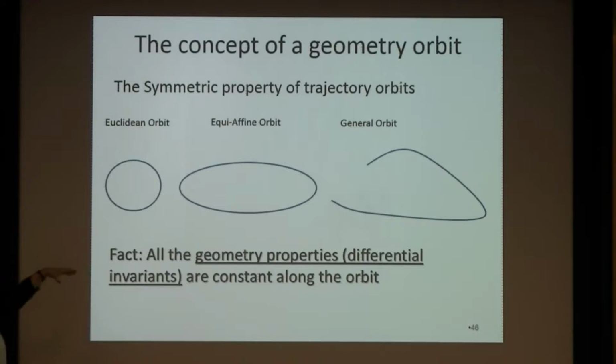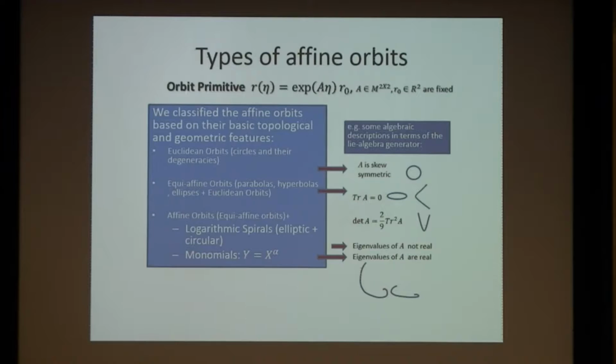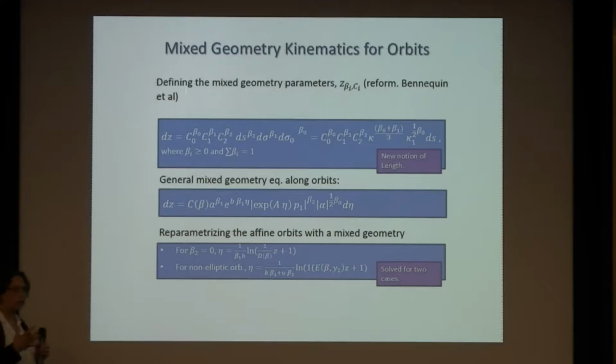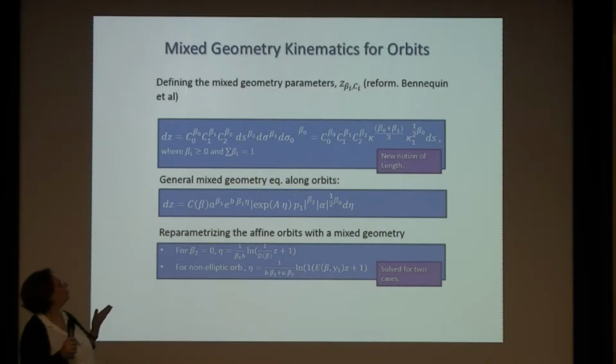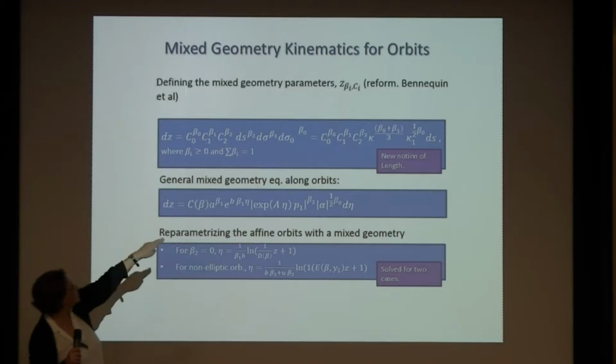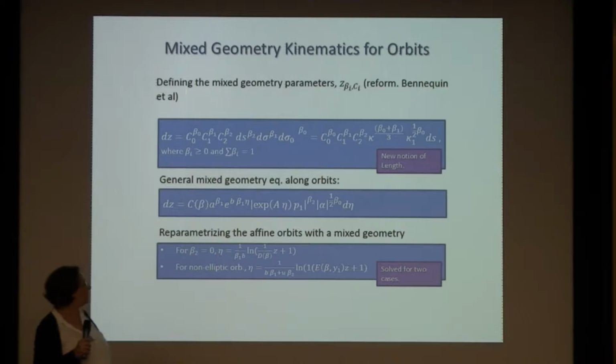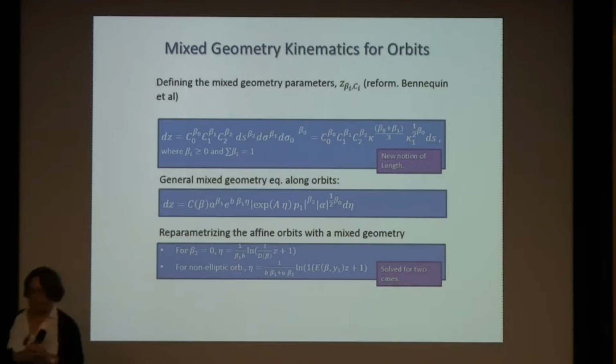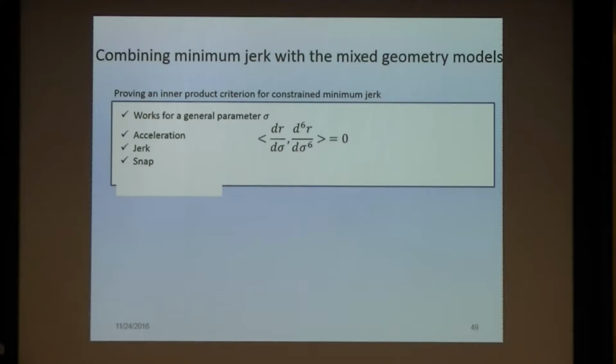And the next thing is we can do this for the different geometries. Then what we wanted to do is to combine this mathematical tool with the mixture of geometry models. So we have a parameterization of distance from this description that I told you before, and we express this idea of using affine orbits with this new parameterization. Okay? So we parameterize the trajectory combining the minimum jerk, for example, and this idea of orbit. And we ask what kind of orbit will give us the smoothest possible trajectories.